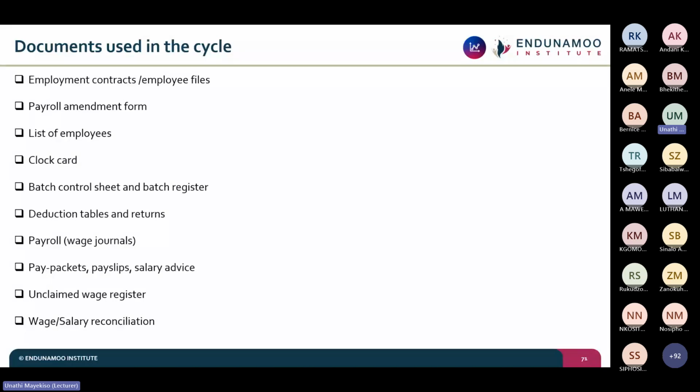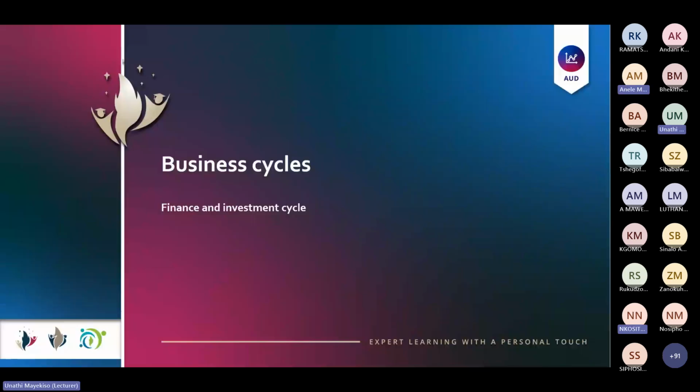Any questions on payroll? Okay. No. Moving on to finance and, sorry? Hi, Unati. Yes, I do have one question relating to pay as you earn. Would it be more appropriate to address it under the payroll cycle, or should I move it to the acquisitions and payments since it relates to a payment made to a third party? No, it's payroll related. Oh, okay, thanks. Okay.